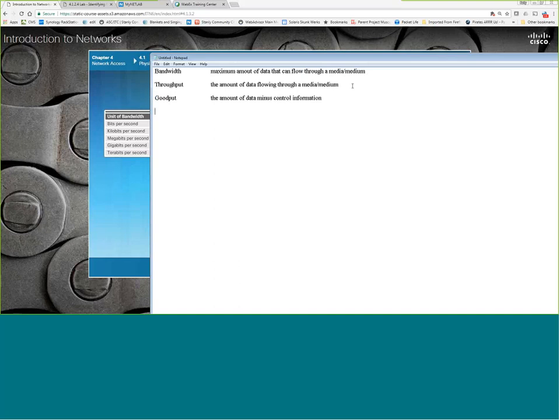That's actually flowing. So not everything that goes through your media or medium is actually data. Some of it is control, retransmission, clocking information, those types of things. So the bandwidth, again, remember, is the maximum you can get on a piece of media or medium.